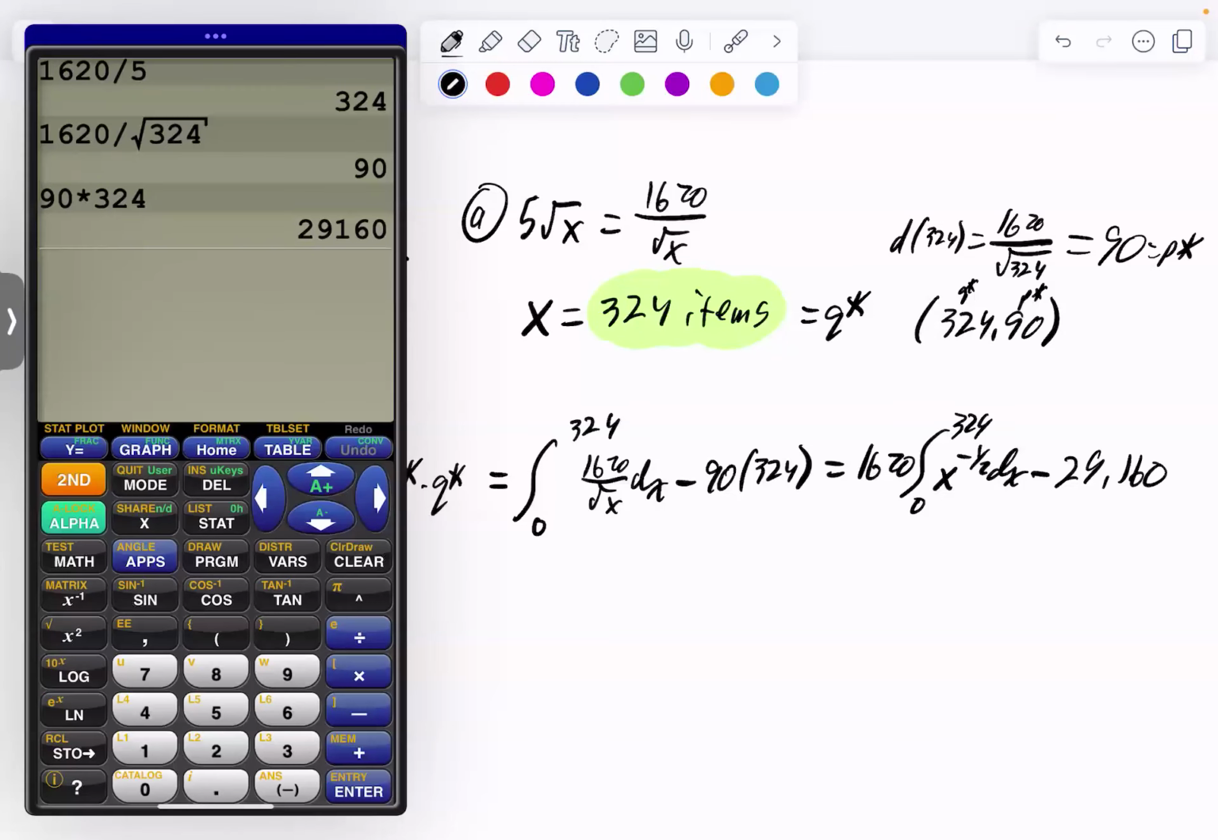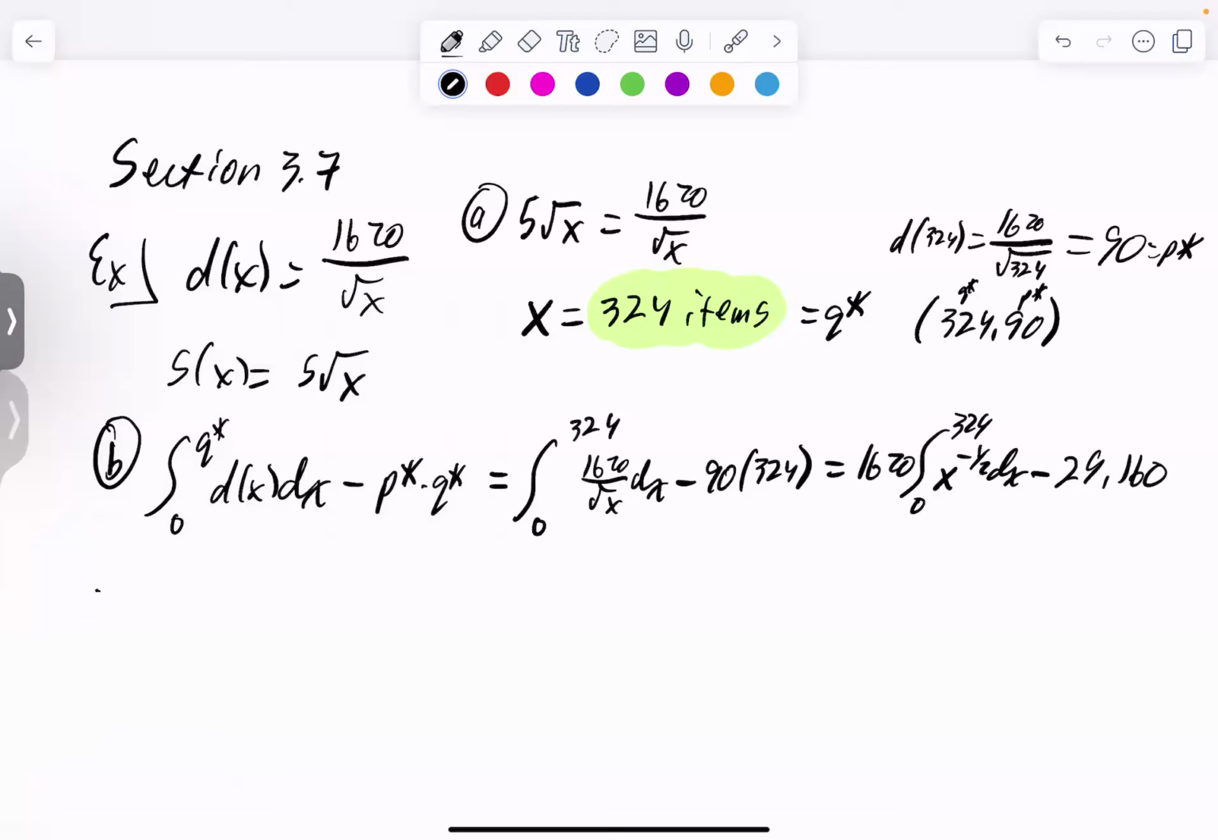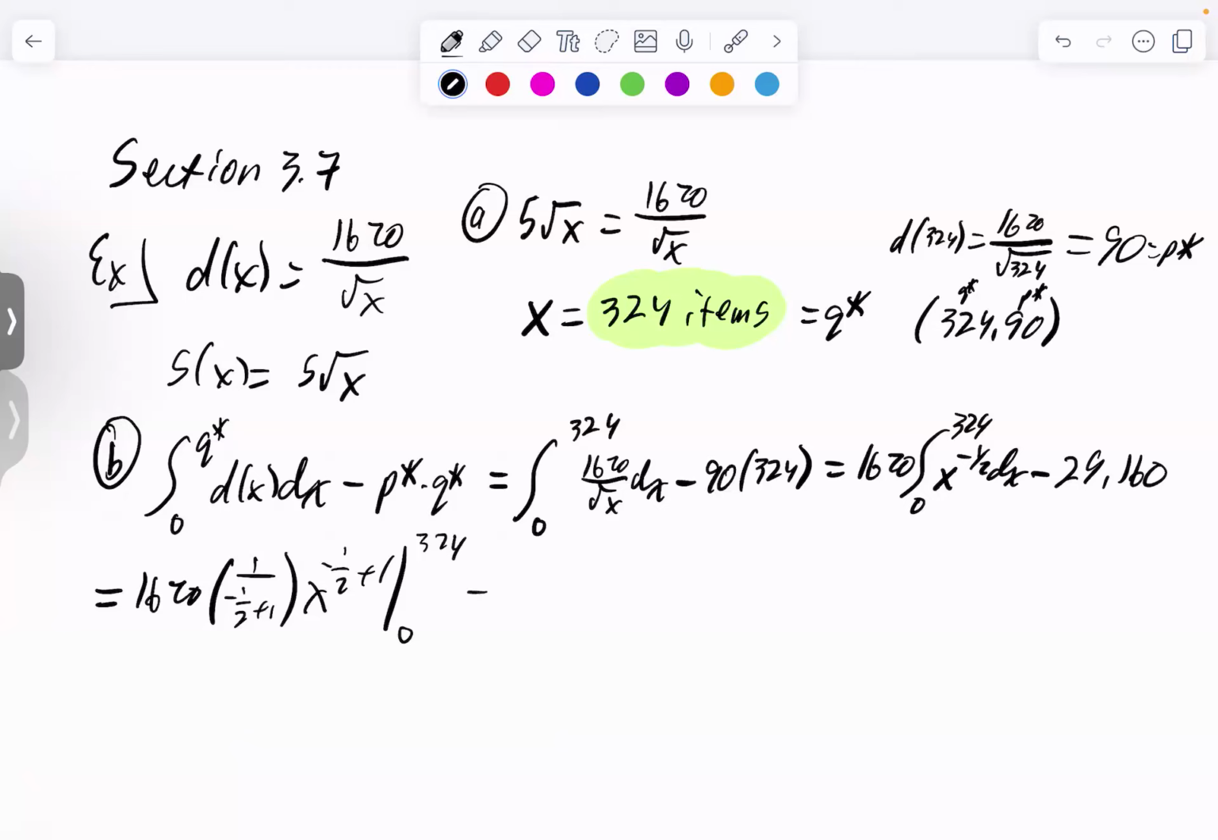All right, I'm going to build this integral. I'm going to go kind of slow with it. So this is 1620. And using the power rule, I'm going to get 1 over negative 1/2 plus 1, x to the negative 1/2 plus 1, and I'm going to go from 0 to 324 in this case. And negative 1/2 plus 1 is 1/2. 1 over 1/2 is just 2. And 2 times 1620 is going to give me 3240. So 3240 x to the 1/2 power from 0 to 324.